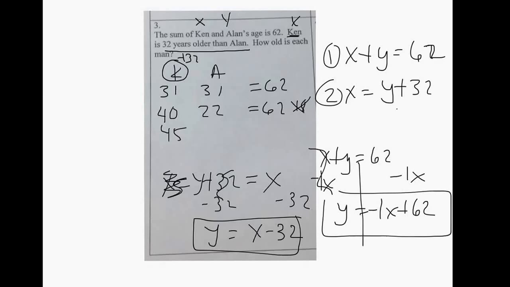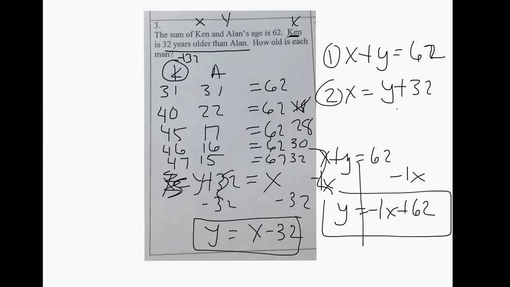Let's say I go up to 45. So 62 minus 45 means that he is 17. And then if I subtract those, 45 minus 17, this is a 28-year difference, so I'm getting closer. So let's say I bump him up just one more to 46. That means he goes down 1 to 16. That's still 62, but that's a 30-year difference. So I'm getting closer. 47, drop that down to 15. That's 62 together and a difference of 32. So their ages are 47 and 15.